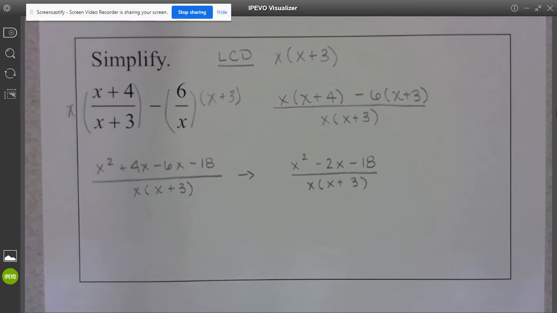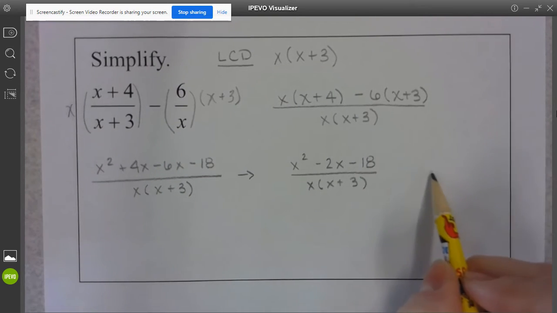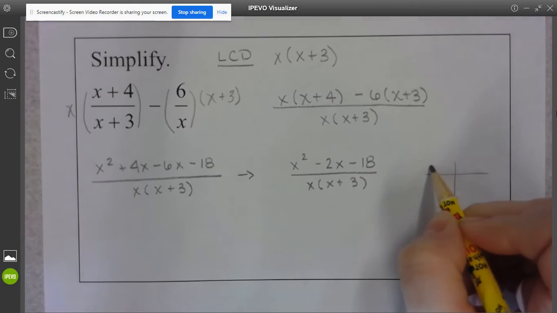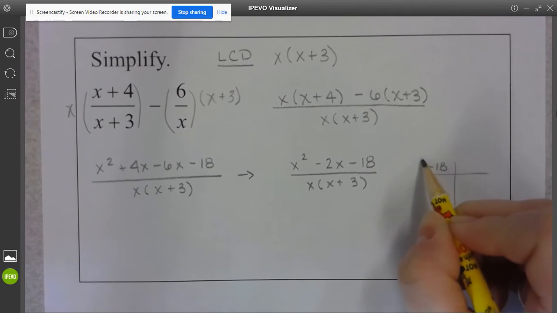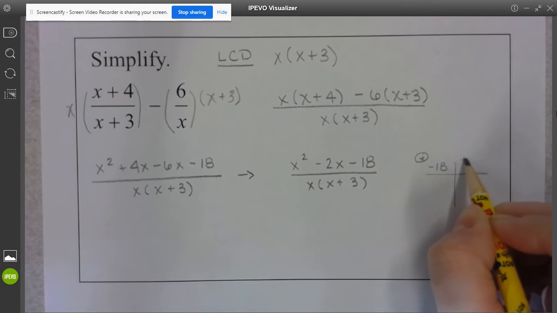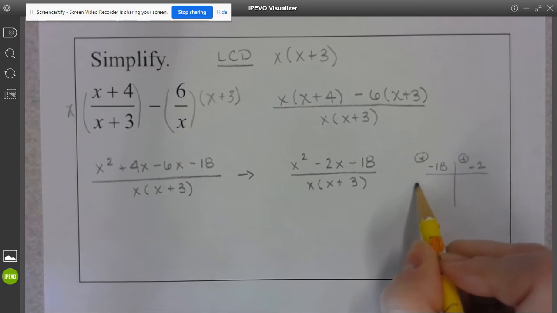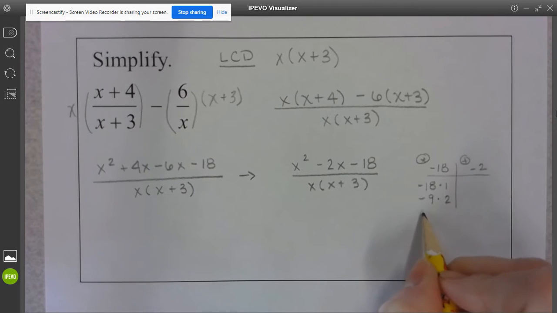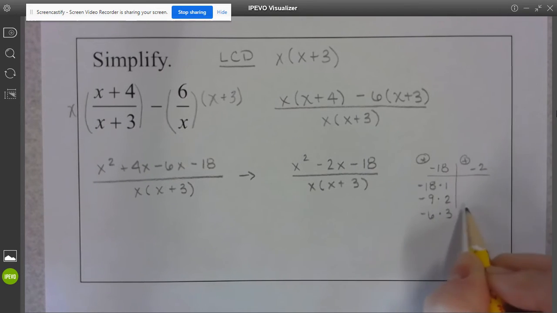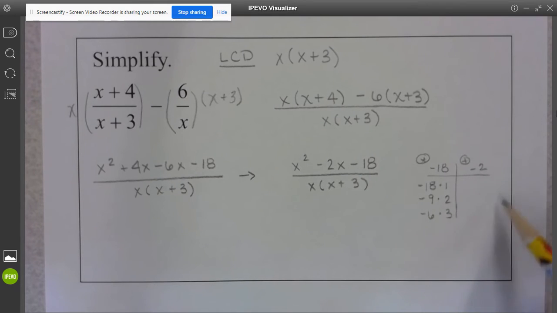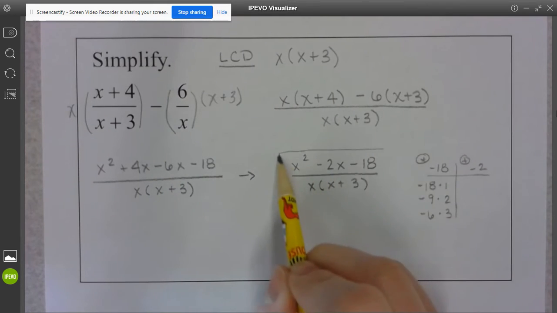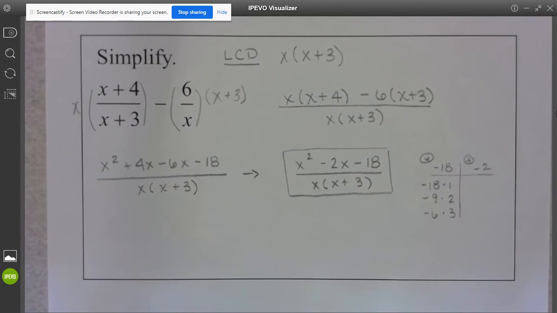Now comes the fun challenge of figuring out if I can factor the numerator or not. Well, I would have negative 18 that we're trying to multiply to get, and I'm trying to add to get negative 2. Well, my factors of negative 18, I have negative 18 times 1, negative 9 times 2, negative 6 times 3. None of these combinations are going to add to get me negative 2, so that tells me we're done.